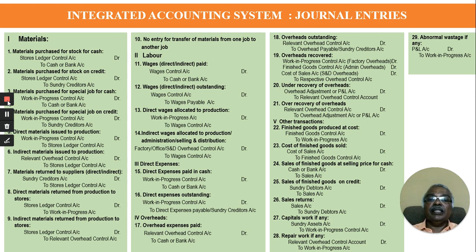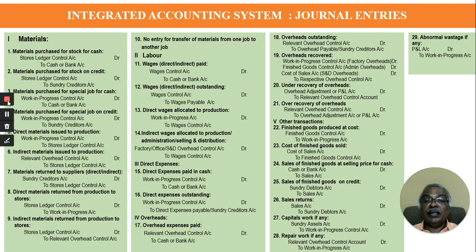If the wages are directly incurred or paid, wages control account debit to bank account. Instead of cost ledger control account, we write bank account. If the indirect wages or the direct wages are outstanding, we pass a journal entry: wages control account debit to wages outstanding account or payable account. Direct wages allocated to production: work in progress control account debit to wages control account. So the same journal entry that we pass.